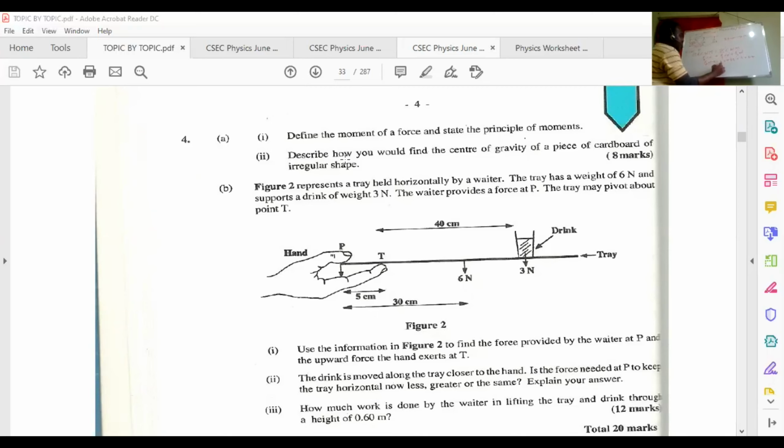All right, so now we can do our math. So 6 times 0.25 is 1.5 plus 3 times 0.4, which is 1.2. And then we have 0.05 FP here. We add these two, we get 2.7, right? And then we divide by 0.05. So FP would be 54 newtons. Right, so that would be the answer for your force that the thumb will exert on the tray.